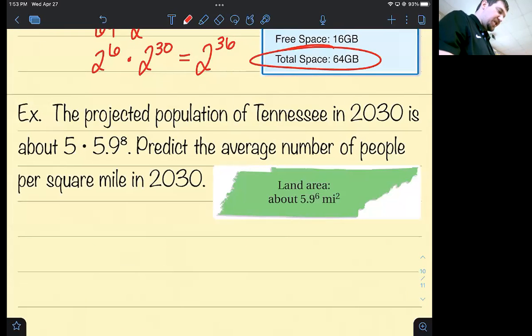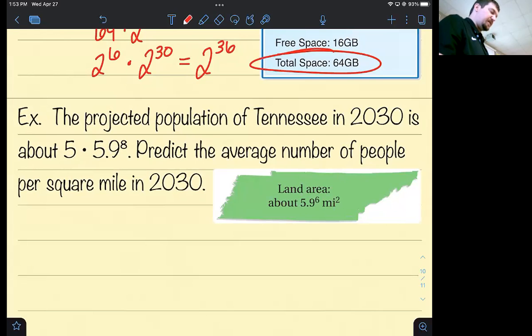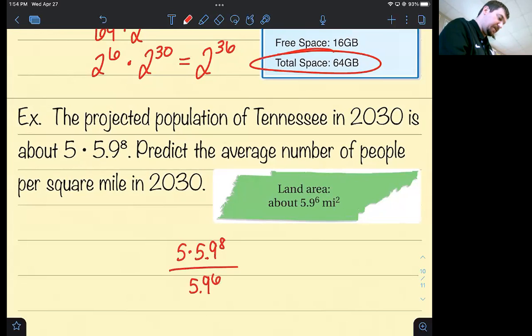Next one. The projected population of Tennessee in 2030 is about 5 times 5.9 to the 8th. Predict the average number of people per square mile in 2030. So people per square mile. It's a rate, so I'm going to divide this. People: 5 times 5.9 to the 8th, per square mile. There are 5.9 to the 6th square miles.